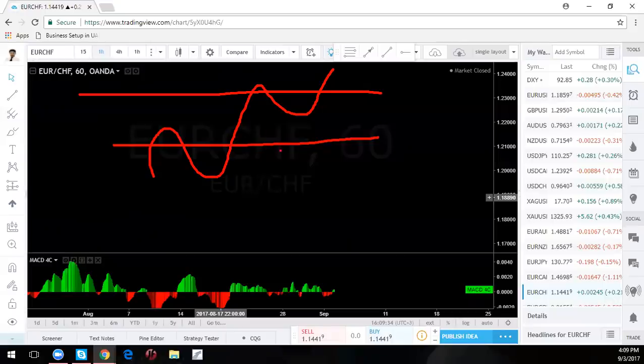These lines will give you no clue what to do when the market comes here, or when the market comes here, because you notice every time the market comes to that line, it's doing something else. And that is why it becomes irrelevant.